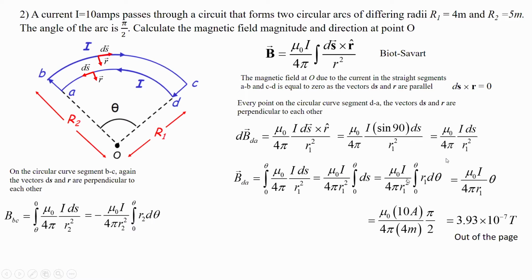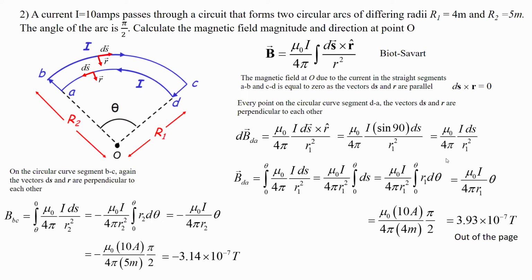In the same fashion as what we did here in the case for the lower arc, and very trivial integration, we now have this, but we have this minus sign to contend with. And of course, R2 is further away. Substituting in the values for that, we get minus 3.14, actually it turns out to be pi, minus 3.14 times 10 to the minus 7 Tesla.